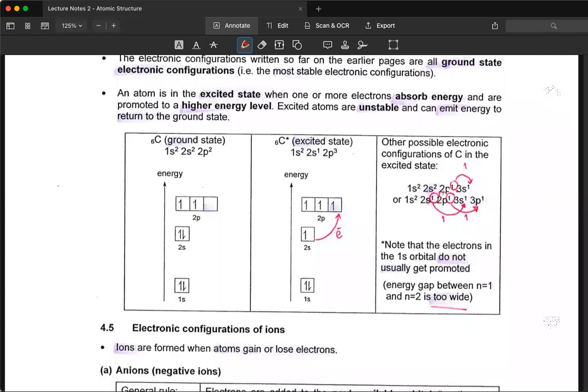Okay? So you could have a case whereby the electrons from 2s move to 2p, or even from 2p move to 3s, or from 3s or 2p move to 3p. Okay. However, the electrons in the 1s orbital do not get promoted because the energy gap between n equals 1 and n equals 2 is too wide.